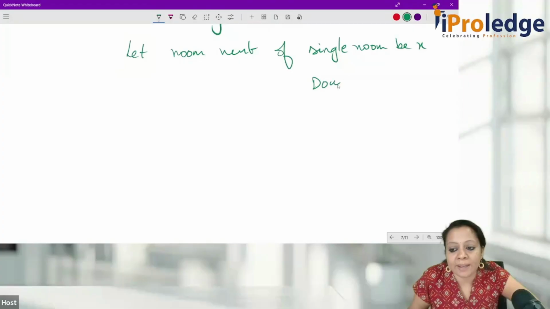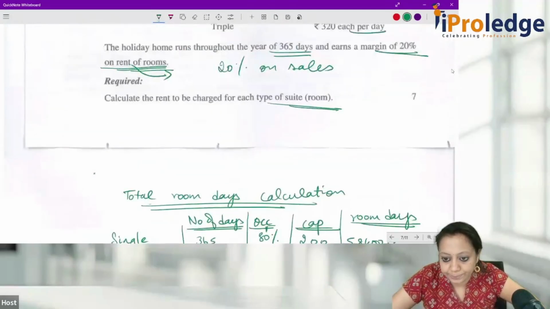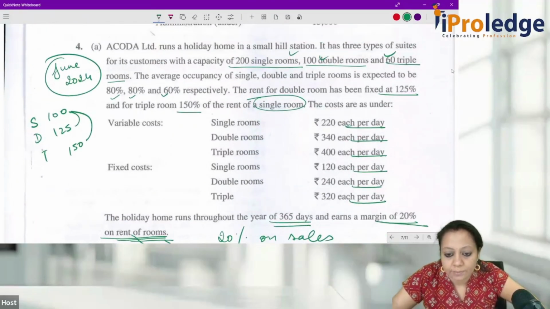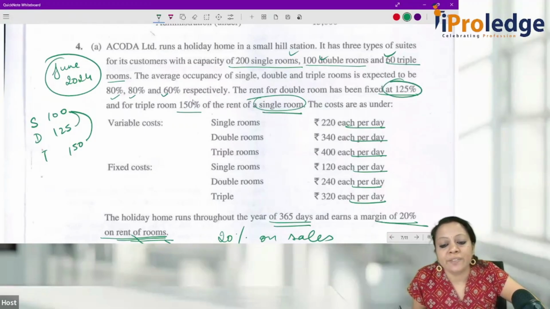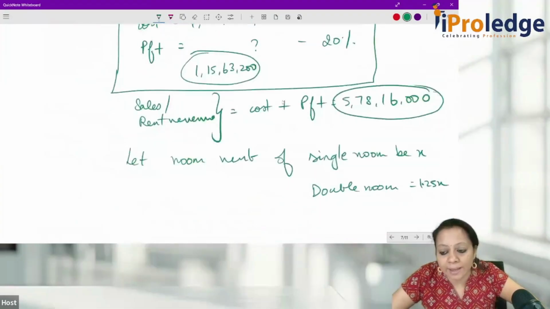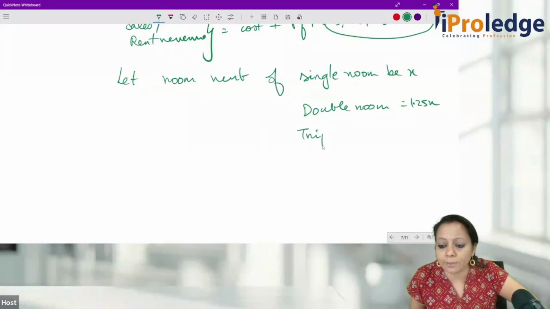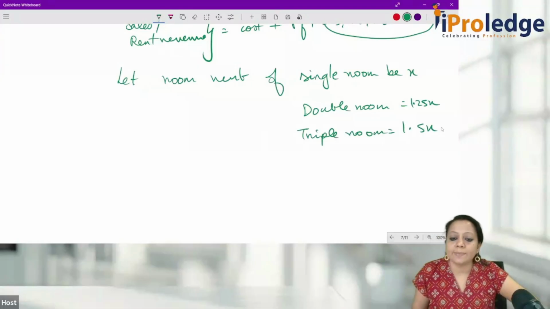That means the double room will obviously be 1.25x. I will show it to you in the question. Rent for double room is 125% of single room. Rent for triple room is 150% of single room. So 125 percent of X is nothing but 1.25X. You can write 125 percent X also; you can keep the percentage, no problem. Triple room is equal to 1.5X.